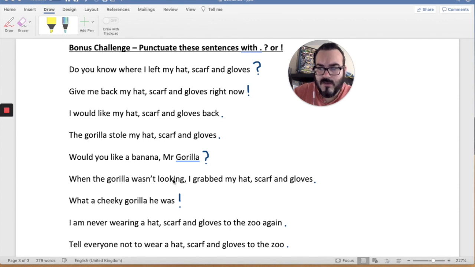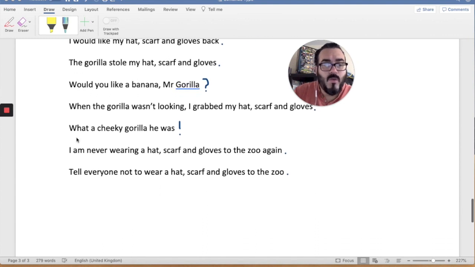When the gorilla wasn't looking, I grabbed my hat, scarf, and gloves. It's a statement, tells us something, and it needs a full stop. What a cheeky gorilla he was. Well, that's an exclamation. It needs an exclamation mark. I am never wearing a hat, scarf, and gloves to the zoo again. That's a statement. It tells us something and needs a full stop.